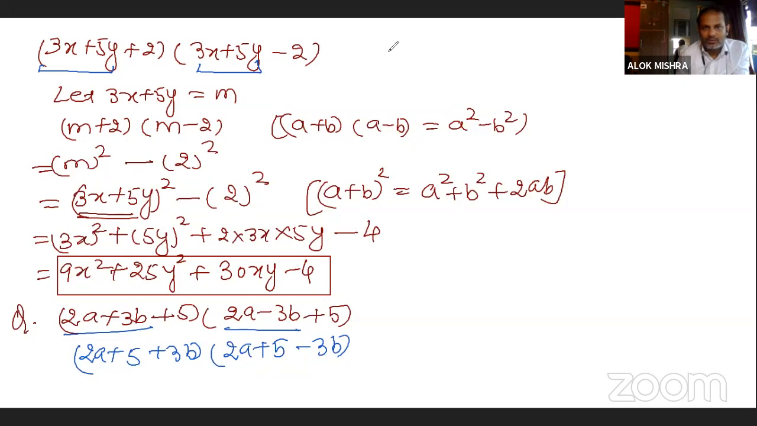Did you understand this part? Yes. I have reshuffled the terms, with 2a plus 5, 2a plus 5, and plus 3b is written and minus 3b is written at the end of it. Fine. So how do I proceed now? I'm going to proceed in the same way.